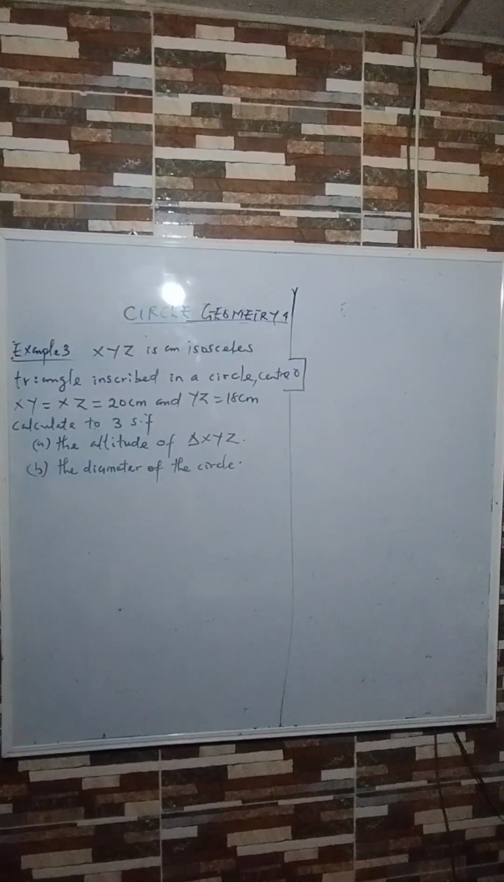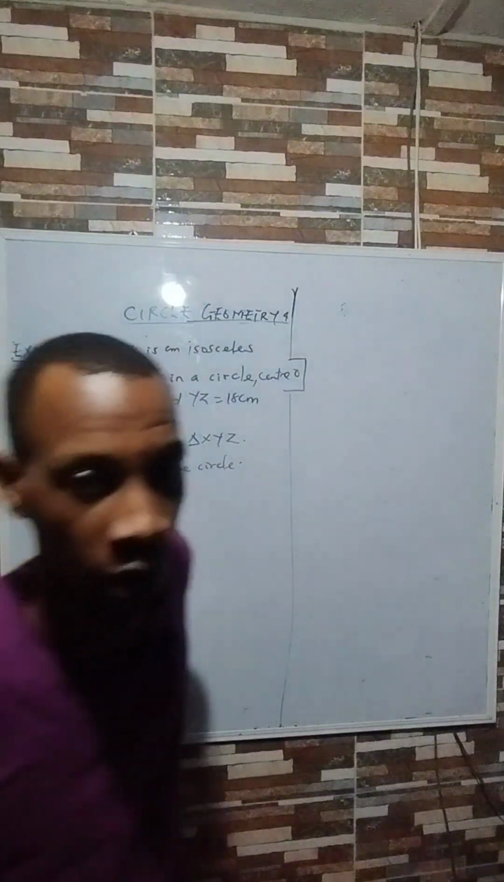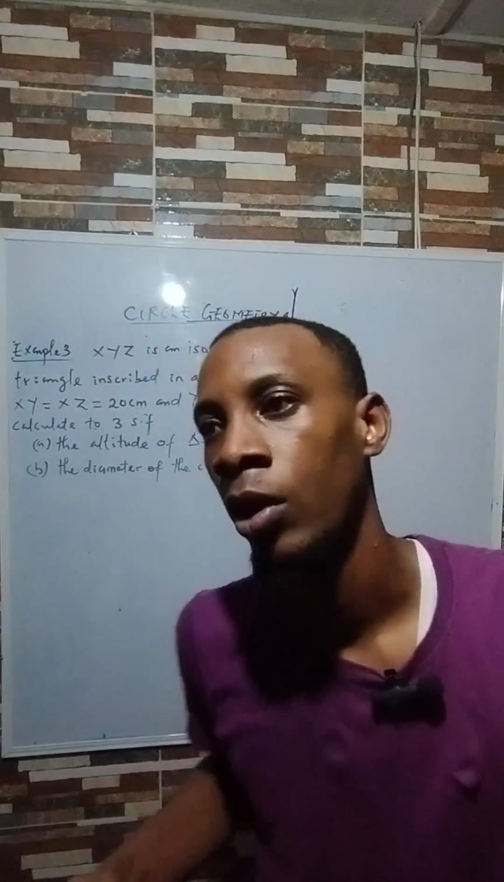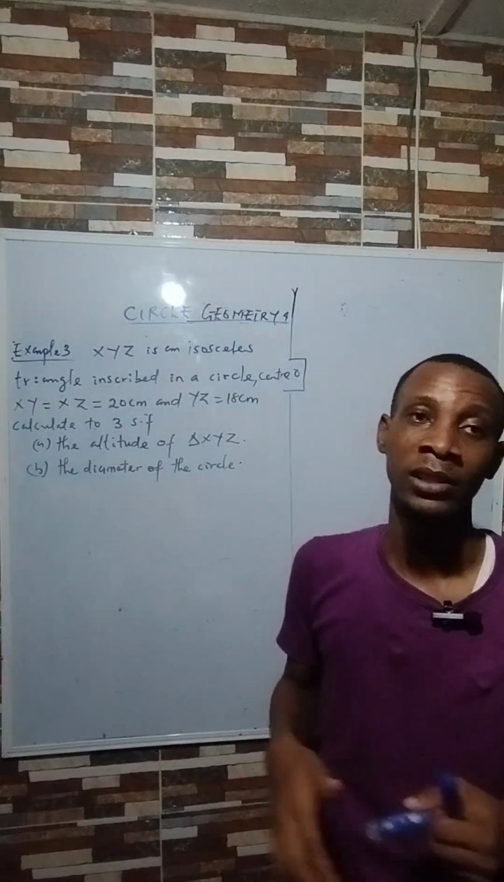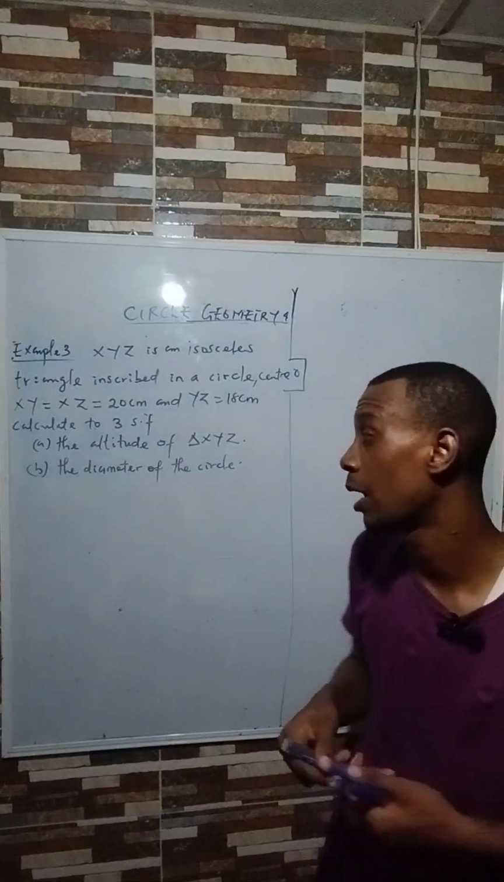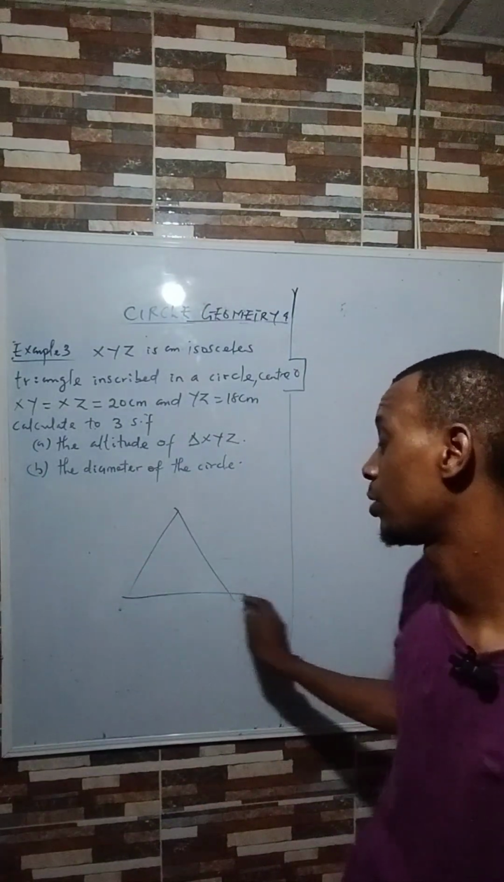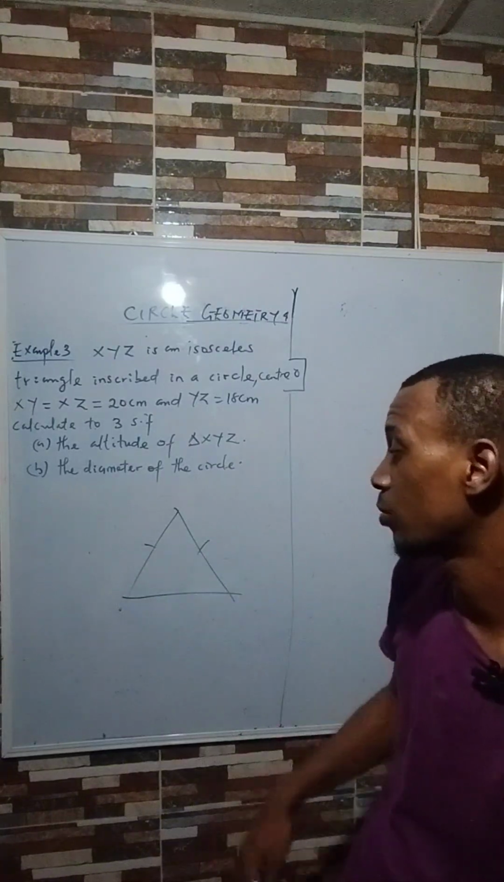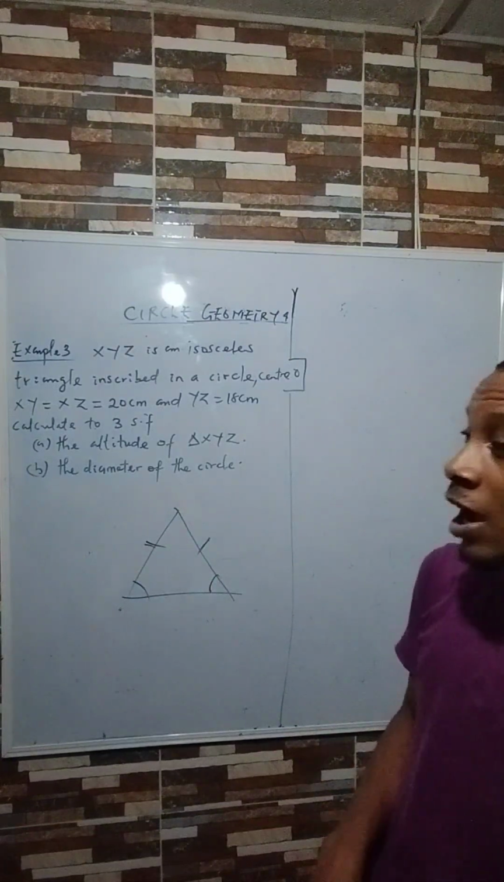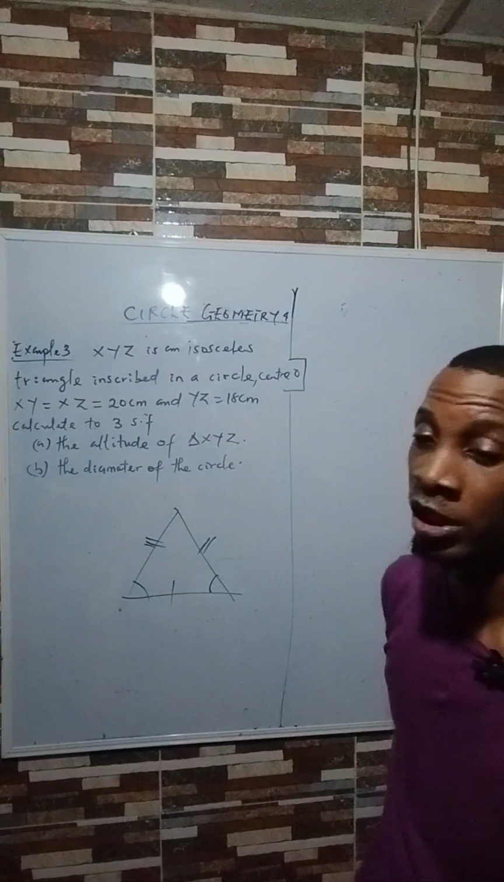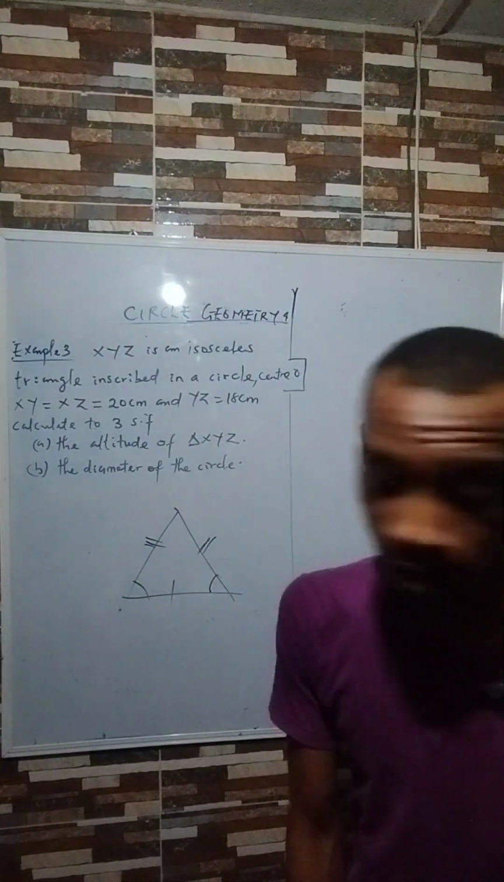So looking at this example, if you read the question carefully, you will see that they are saying that XYZ is an isosceles triangle. We'll talk about the isosceles triangle. An isosceles triangle is a triangle that has two of its sides equal, and the base angles are also equal. But a triangle that has 3 of its sides equal is what we refer to as an equilateral triangle.